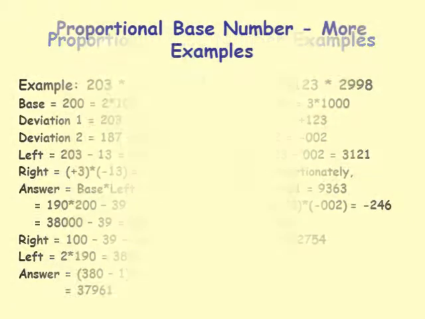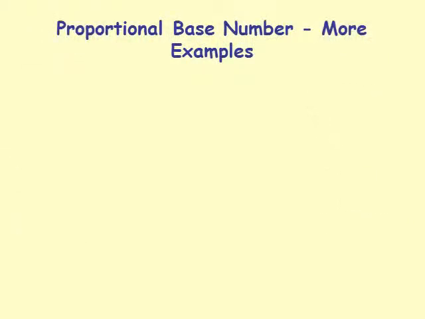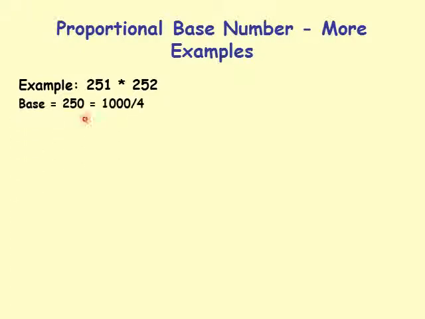Let's do some more examples. Example is 251 times 252. The base is 250. How do we get the base? By dividing 1000 by 4. So the working base is 250, which I got from dividing 1000 by 4. Deviation 1 is plus 1: 251 minus 250 is plus 1. Deviation 2 is plus 2: 252 minus 250 is plus 2.